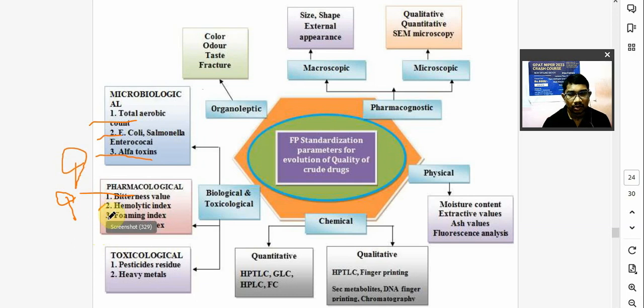Then toxicological parameter or evaluation. In that, pesticide residue is there and heavy metals are there. A question on heavy metals has already come. We'll see the quality control of herbal drug, physicochemical properties.